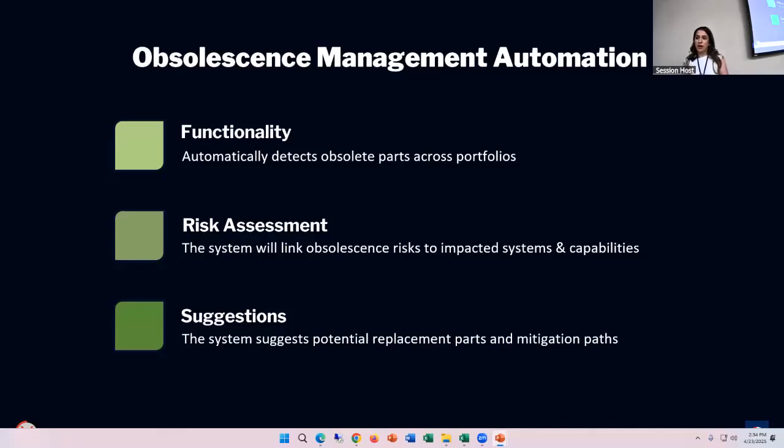And because MSPS is built on the digital thread and we provide the obsolescence management tool in MSPS, we can trace all the insights back to your source documentation.